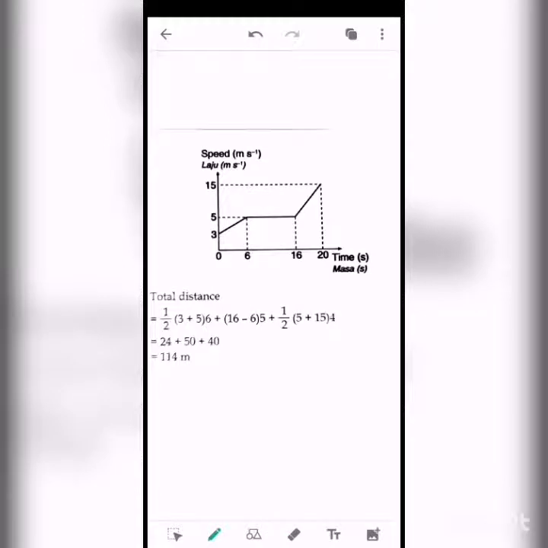If the question gives you a graph like this, better you separate it into part A, B, and C. So you see the working here, got 1, 2, and 3. So here is area of A, this is area of B, this is area of C. Part A is a trapezium, so you use the trapezium formula.